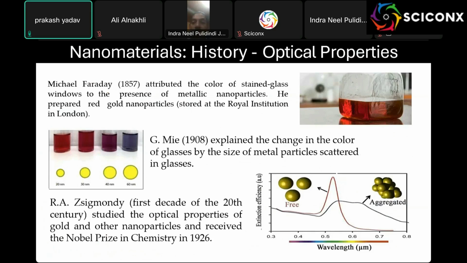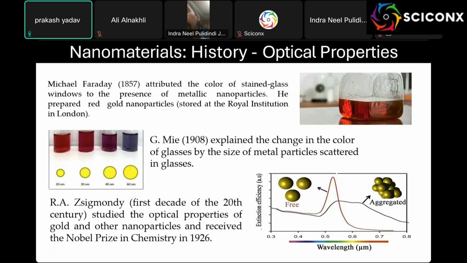Michael Faraday prepared red gold nanoparticles. We know that bulk gold has a yellow color, but when we made nanoparticles, the gold had a red color, and it is stored at the Royal Institution in London. Another scientist, G. Mie, also explained why the color of glasses changes on reducing the size of nanoparticles. Here we clearly see that when the particle size decreases from 16 nanometers to 20 nanometers, the color changes due to the scattering of light.